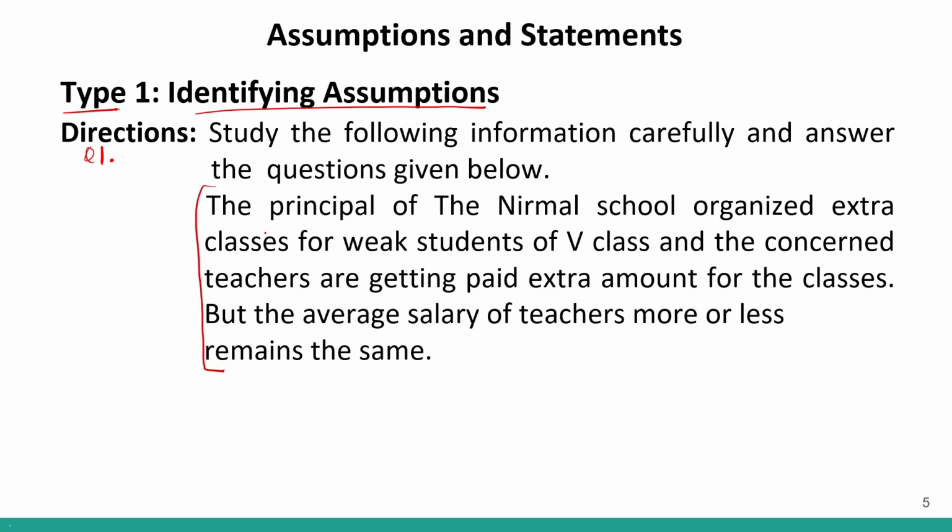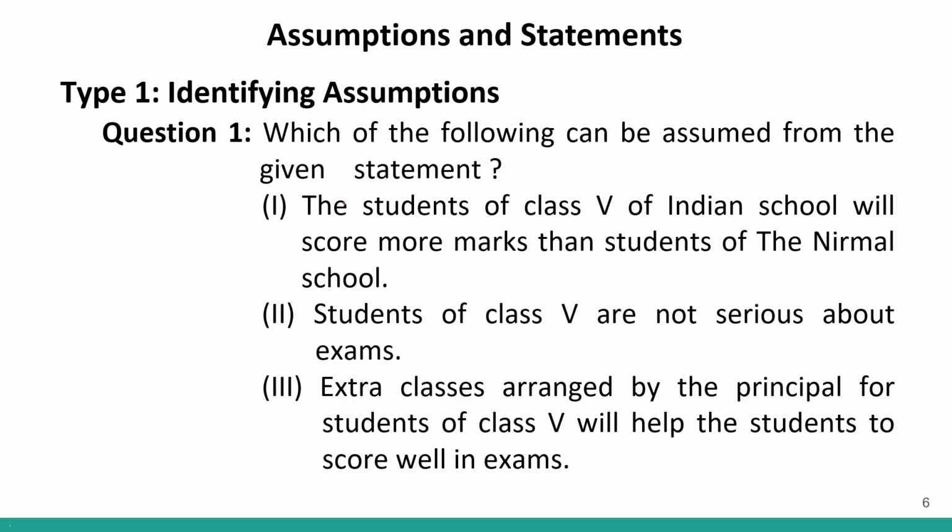The statement says that there is a school called Nirmal school and the principal of that school has organized extra classes for weak students, and the concerned teachers taking those classes are getting an extra amount paid, but the average salary of the teachers more or less remains the same. So this much information is given to us. Now let us look at the assumptions. We have 3 assumptions. The question is, which of the following can be assumed from the given statement? So we have to identify the assumption.